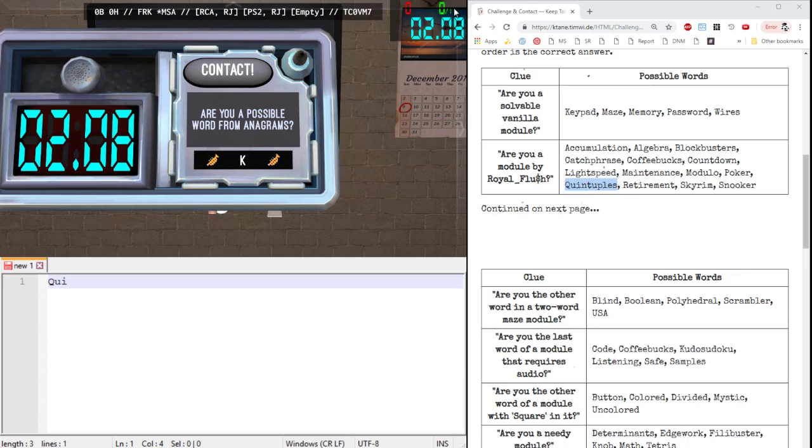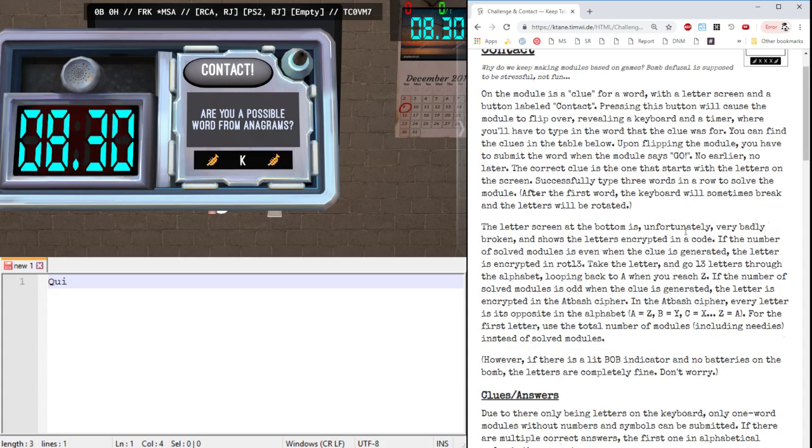Again, since this is the first letter, we're looking at the total number of modules, as opposed to solved modules. So we're going to do atbash. So K, 11, plus 16 will give us 27. 16 is P. So we need a possible word from anagrams.